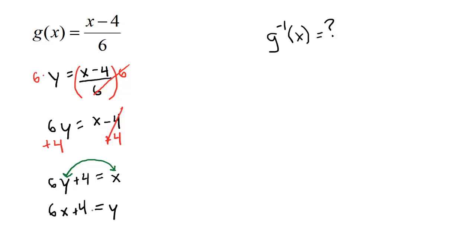Now, we know that y doesn't equal 6x plus 4 because up here we said y equaled x minus 4 divided by 6, but over here we are showing the inverse relationship. So remember that we have to include that negative 1 in the exponent. So the inverse of y, which is actually just the inverse of g of x, is 6x plus 4. So this would be your final answer down here.